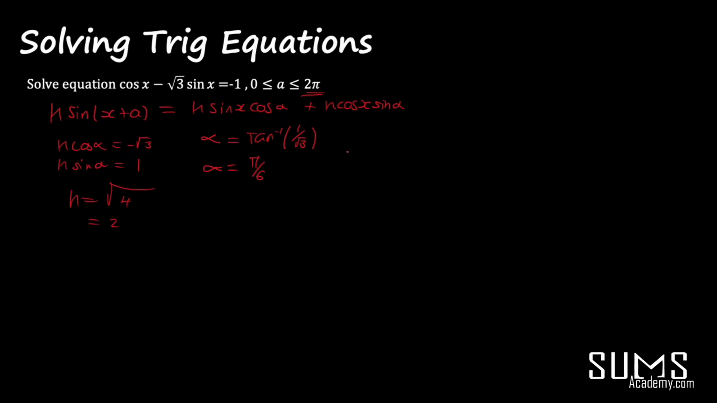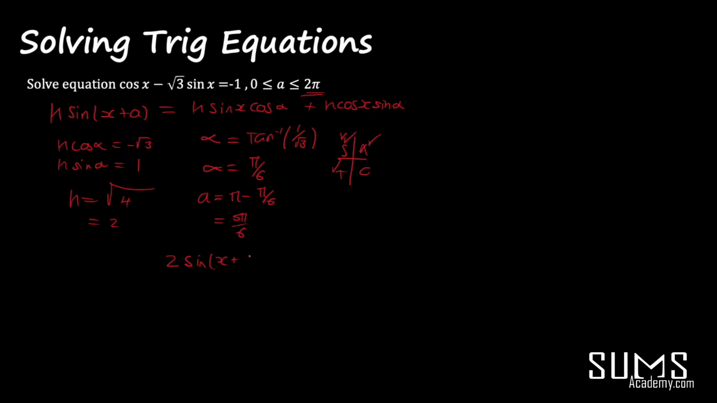But okay, let's look at the quadrants. A, S, T. So for sine, it's going to be positive here and here, and for cos, well, it's not going to be positive there or there, so it's going to be here and here. Okay, so we're working in the second quadrant here. So alpha is going to be equal to pi minus pi over 6, which is equal to 5 pi over 6.